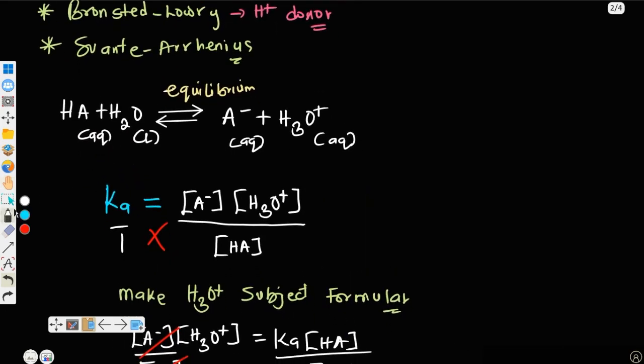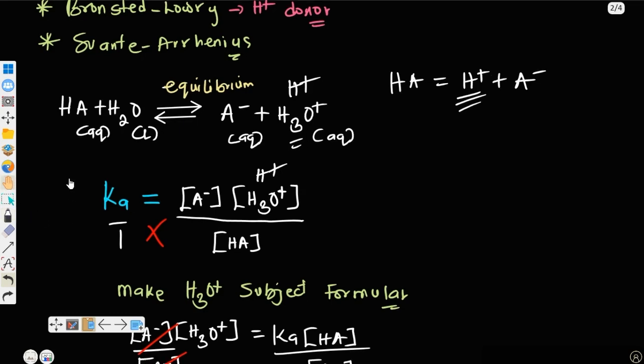That of the acid, they may just give you as HA equals H+ plus A-. It's still the same thing you are going to do. Just that anywhere you see this H3O+, what you are now having there is H+. Is that okay? So in this case, wherever you see this H3O+, what are you going to have here? H+. That is the only difference.